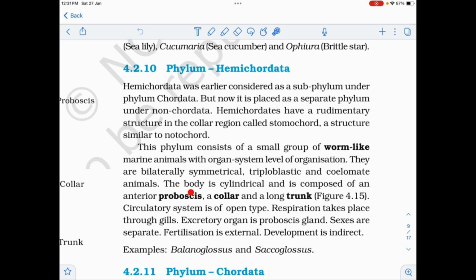The body is cylindrical and composed of an anterior proboscis, a collar, and a long trunk. The circulatory system is open. Respiration takes place through gills. The excretory organ is the proboscis gland. Sexes are separate. Fertilization is external. Development is indirect. The examples are Balanoglossus and Saccoglossus.